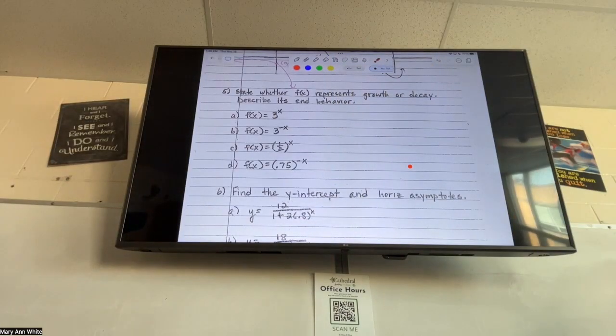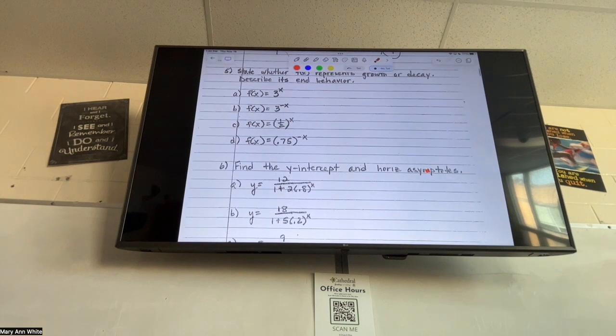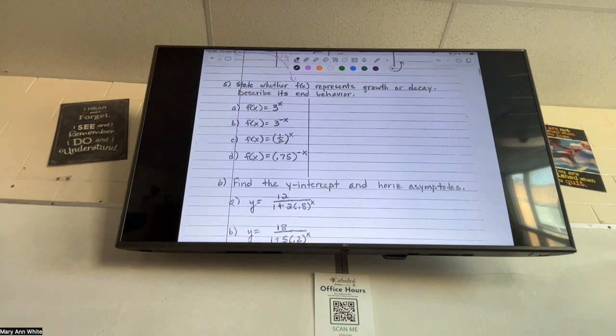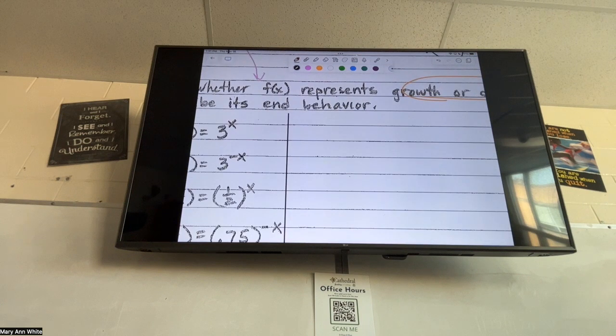Okay, so we're at number 5 of 3.1. And I'm going to make some little columns right here just to make these notes make a little bit more sense. So the first column is going to be growth versus decay. As we look at our graph, it will either be growing upward as we go or going downwards towards the horizontal asymptote. So our first column will be growth or decay.